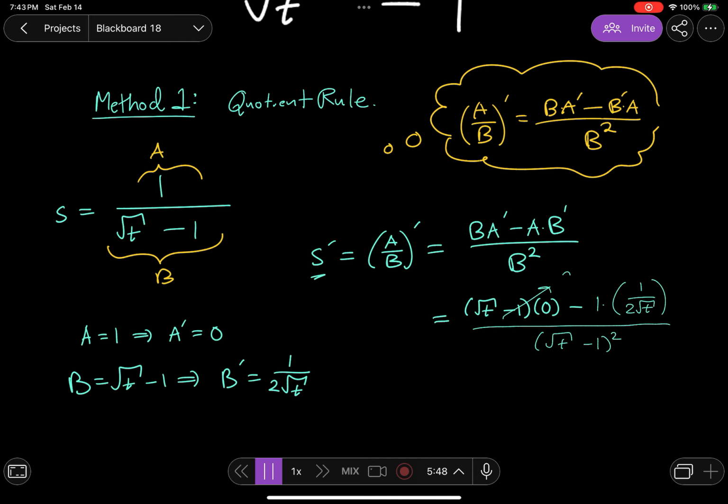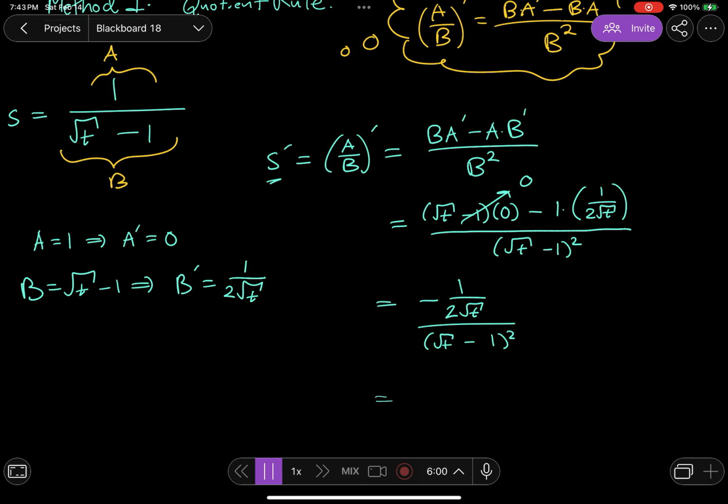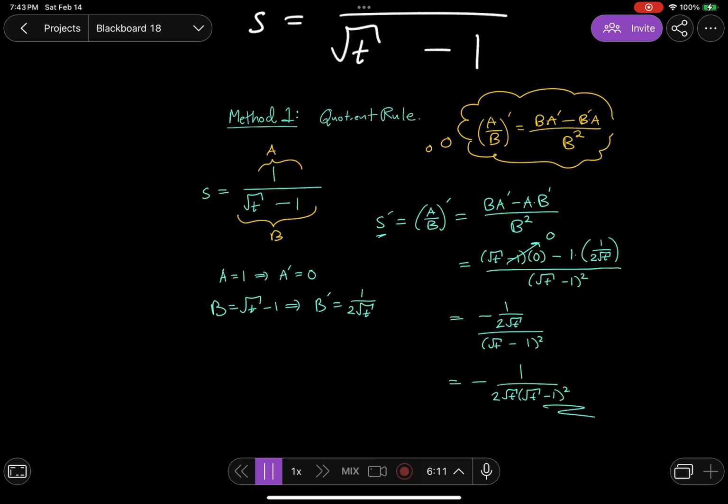This is gone. That's 0. So what I have is negative 1 over 2 root t divided by root t minus 1, all squared. And we should know how to do fractions. That's negative 1 over 2 root t times root t minus 1, all squared. Done. Method 2.